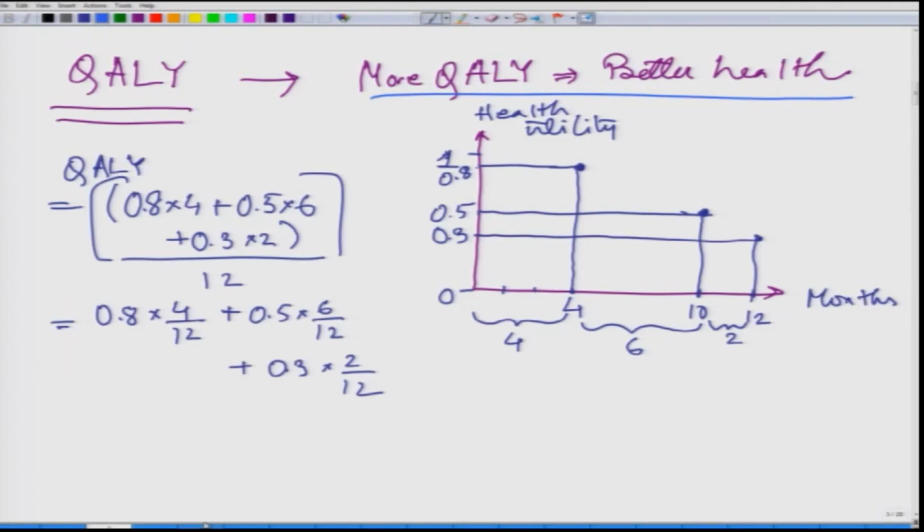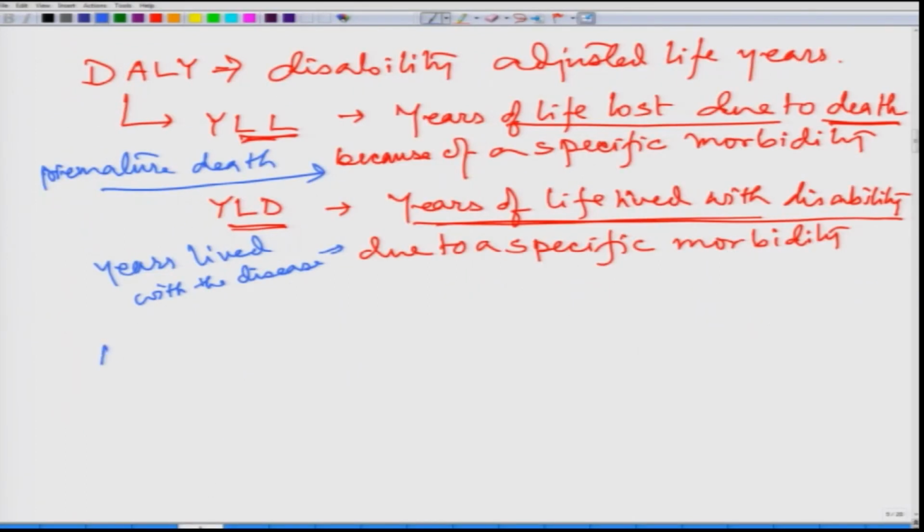On the contrary to QALY, where we said more quality means better health, over here more DALY means poorer health. More QALY, better health; QALY is satisfaction, more satisfaction, good. More DALY is disability, disability adjusted life years, so more DALY, poorer health. Now let us see how we estimate these disability adjusted life years.